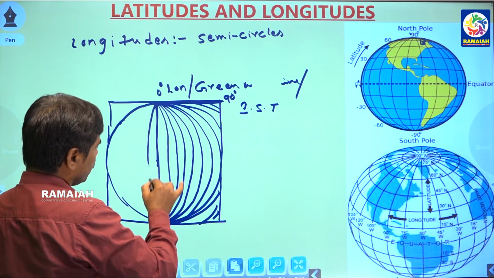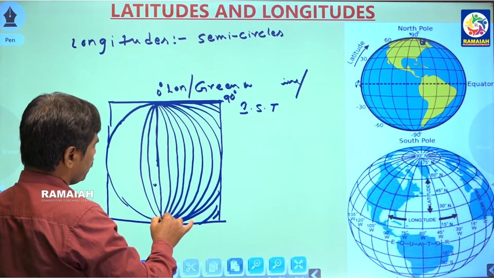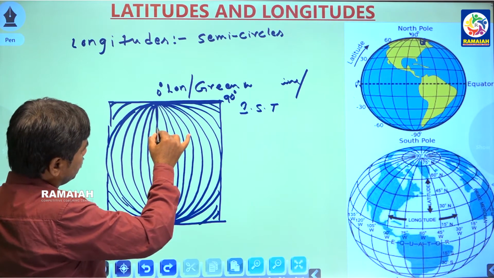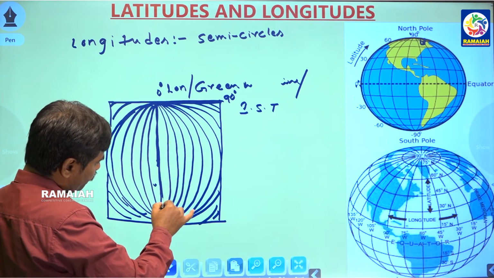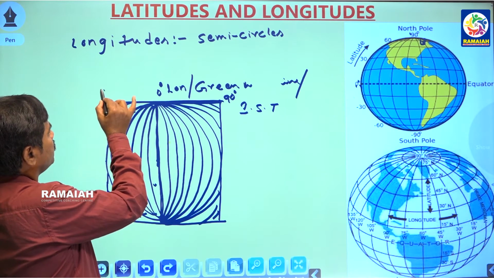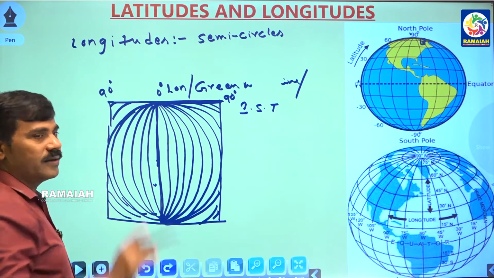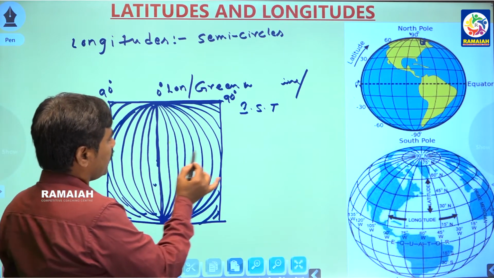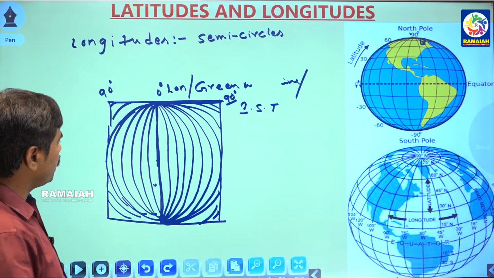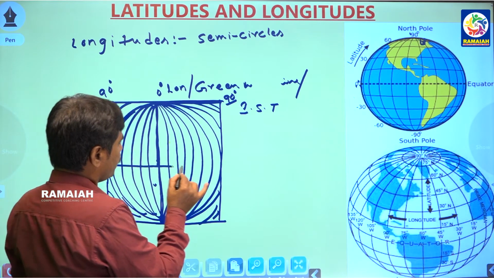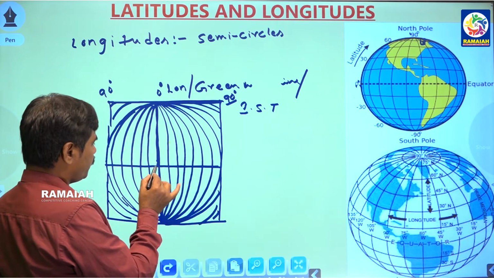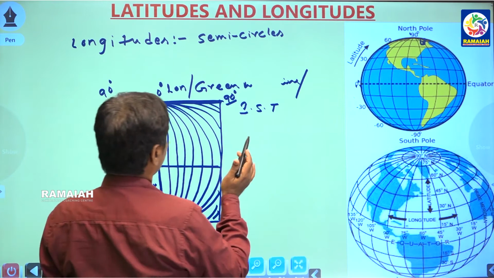is divided into 90 longitudes. This is the Greenwich line or 0 degree longitude. From here, the western extreme longitude is called the 90 degree longitude, and the eastern extreme longitude is also the 90 degree longitude. So from here to here there are 90 longitudes, and from here to here 90 longitudes.